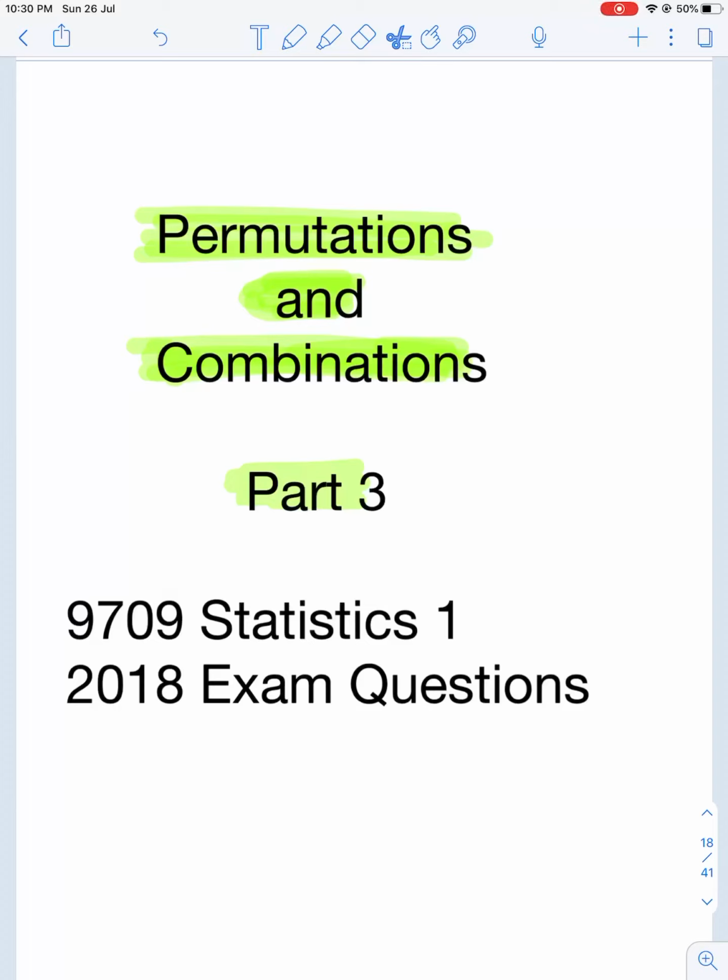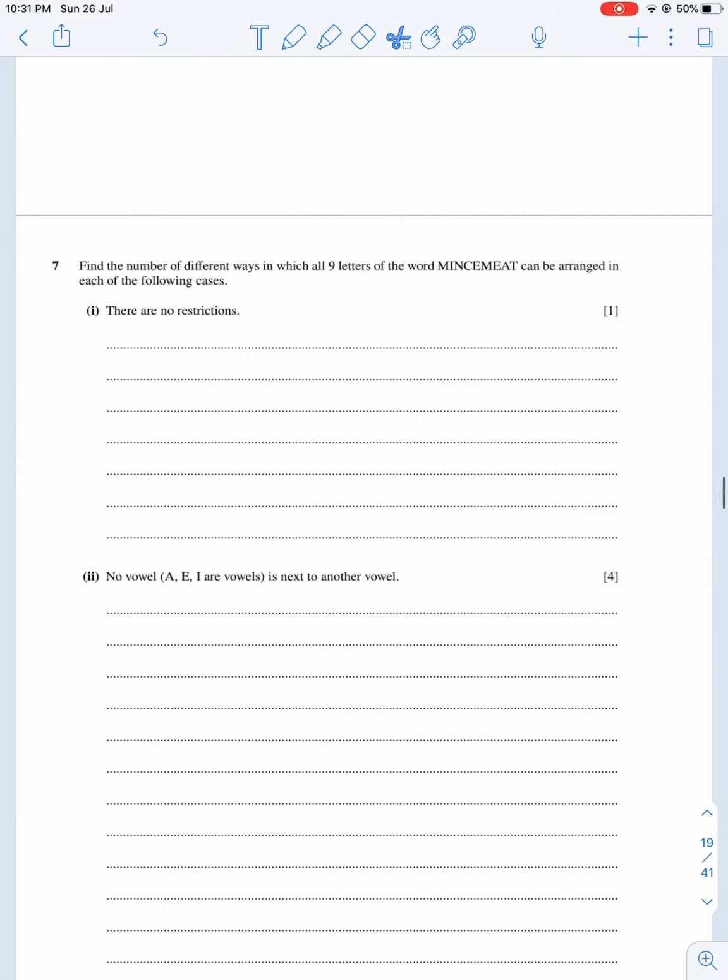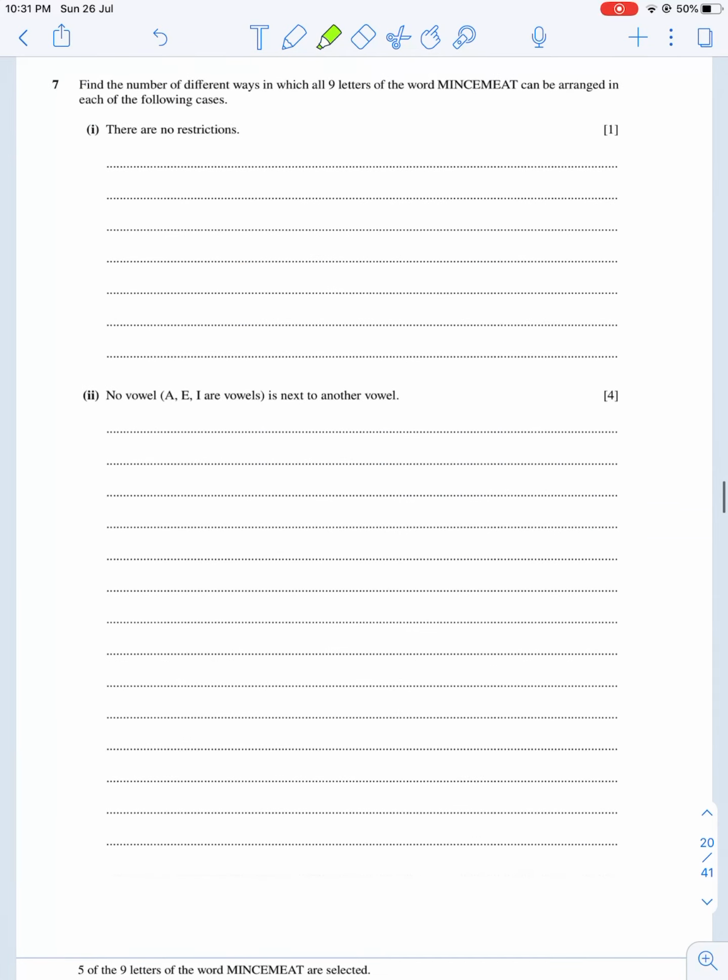Going to continue with permutations and combinations, and we'll be doing a few questions from the 2018 exam of Statistics 1, paper 6. Let's start with the first question. It says, find the number of different ways in which all 9 letters of the word mincemeat can be arranged in each of the following cases when there are no restrictions.